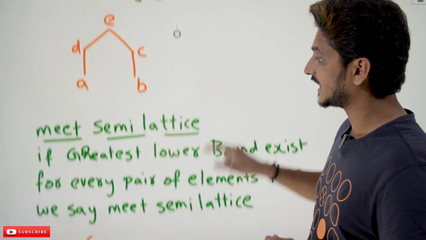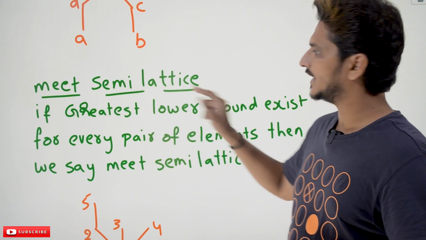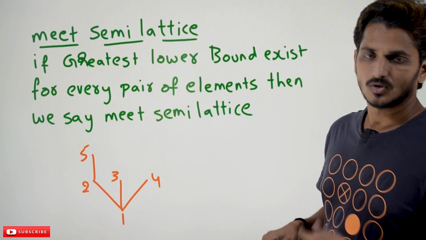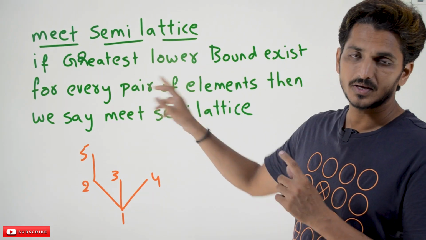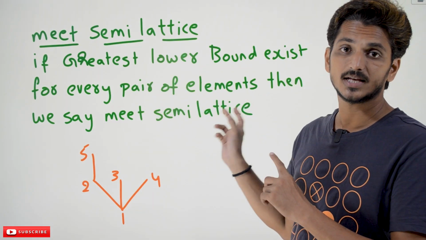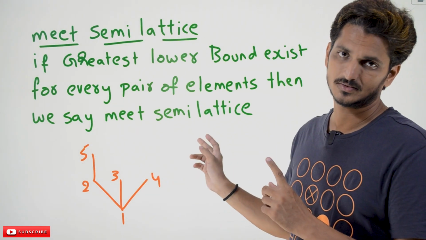Similarly, the second one is meet semi-lattice. You take a POSET. If the greatest lower bound exists for every pair of elements, then we say it is a meet semi-lattice.